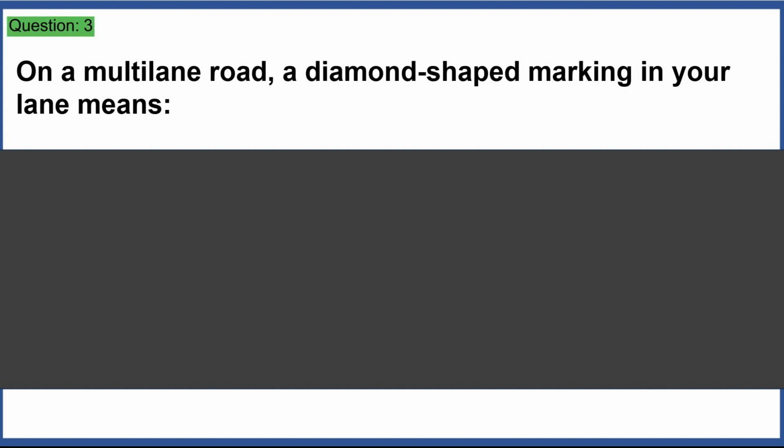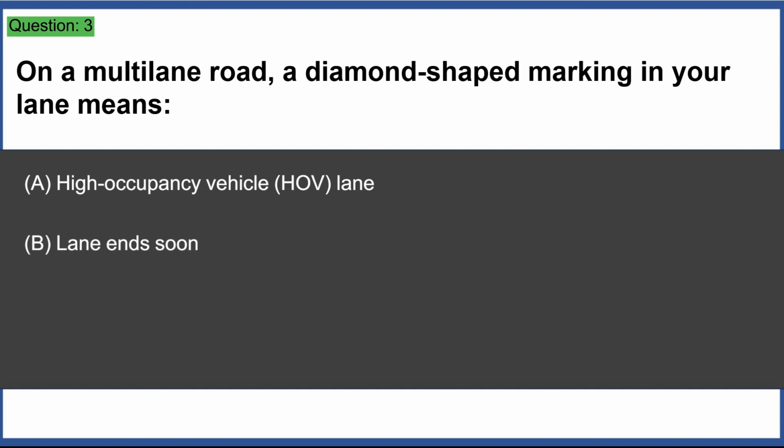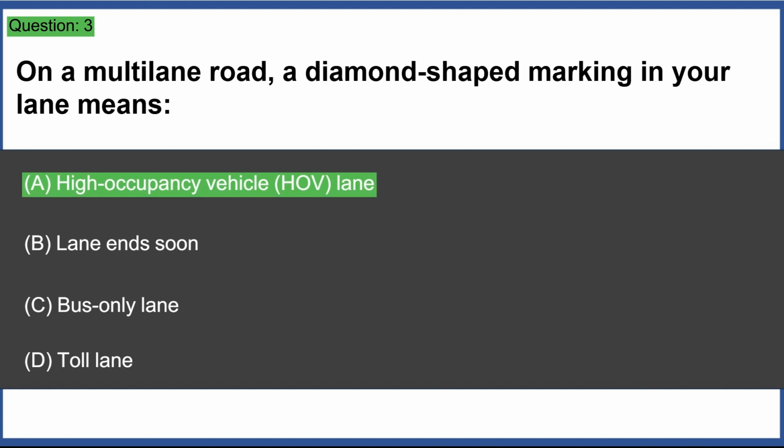On a multi-lane road, a diamond-shaped marking in your lane means: A. High occupancy vehicle, HOV, lane. B. Lane ends soon. C. Bus-only lane. D. Toll lane. Answer A. High occupancy vehicle, HOV, lane.